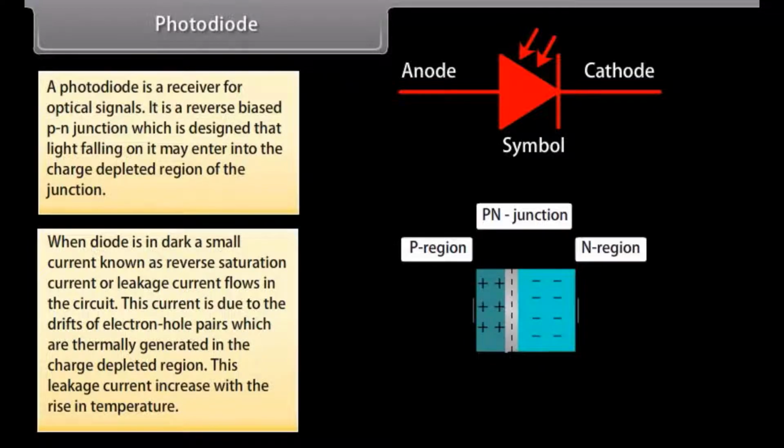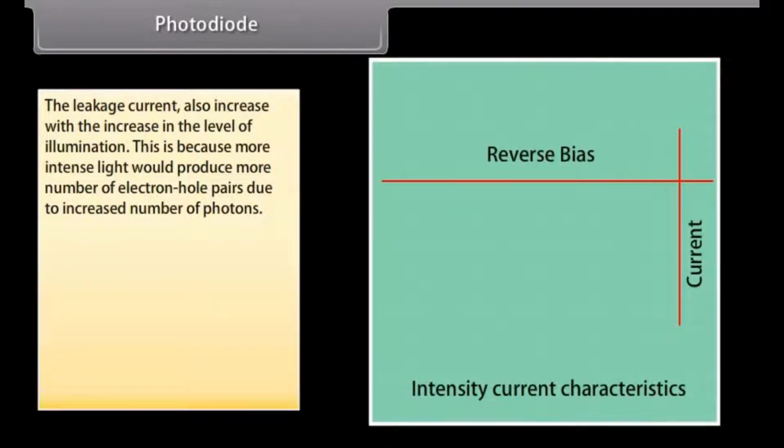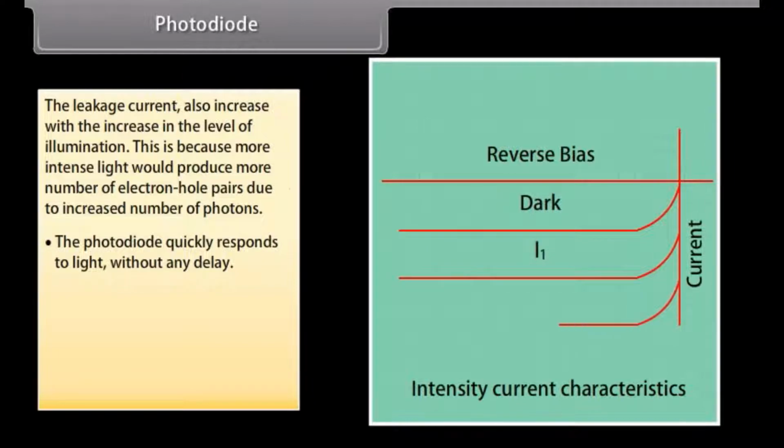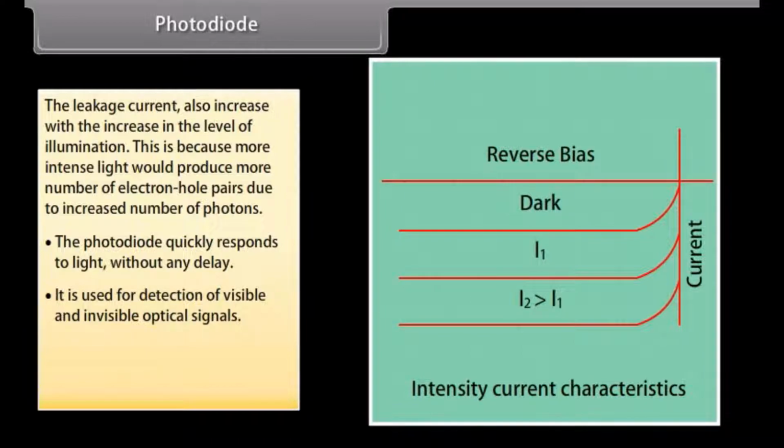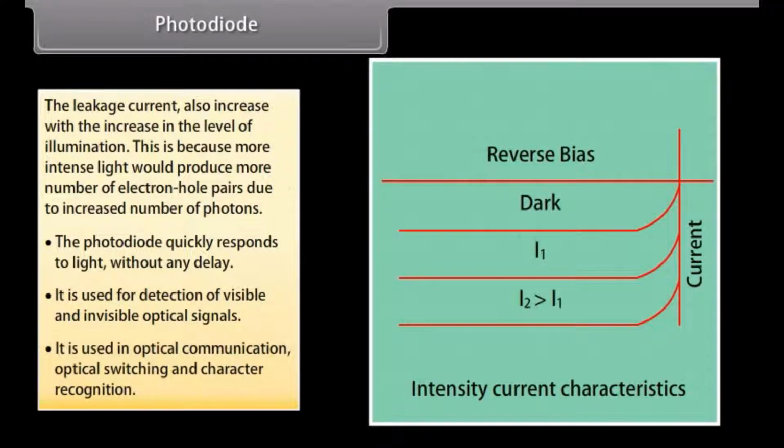region. This leakage current increases with the rise in temperature. The leakage current also increases with the increase in the level of illumination. This is because more intense light would produce more electron-hole pairs due to the increased number of photons. The photodiode quickly responds to light without any delay. It is used for detection of visible and invisible optical signals. It is used in optical communication, optical switching, and character recognition.